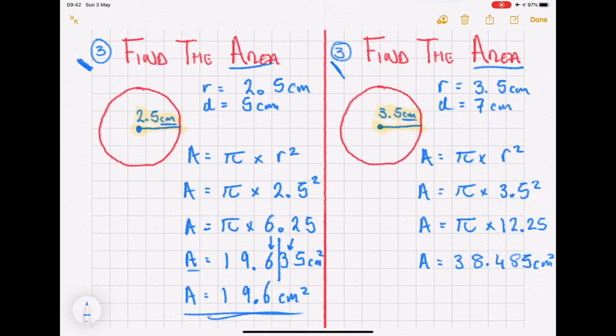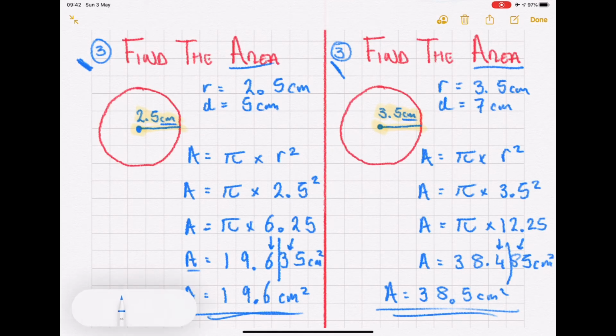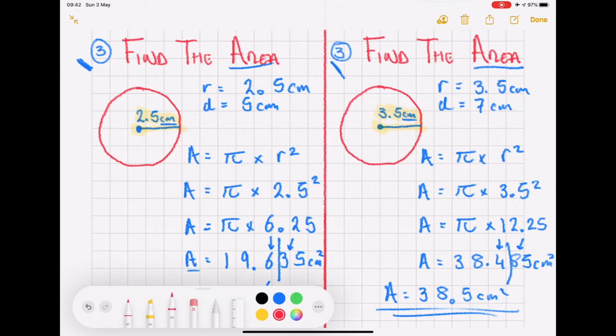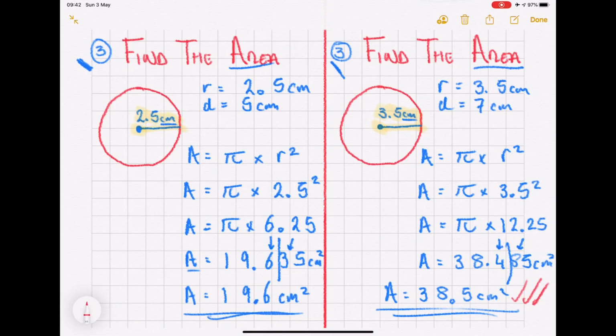Now let's figure it out to one decimal place, so we cut it off there. We have a look, is this number 5 or larger? Yes it is, so we round this one up. So our final area to one decimal place is 38.5 centimetres squared. And that's our final answer. If you got that, fantastic. Give yourself some ticks. Well done.